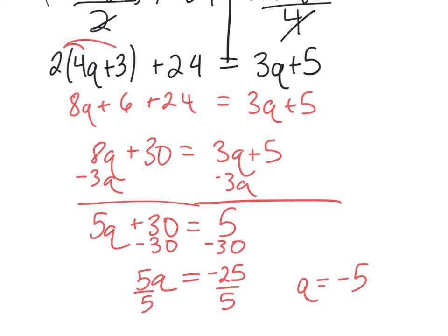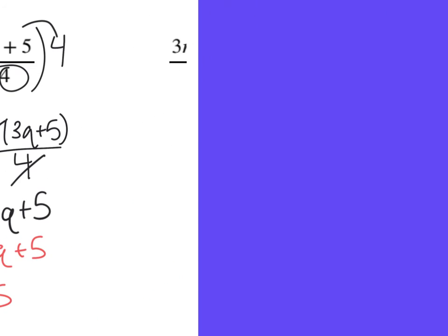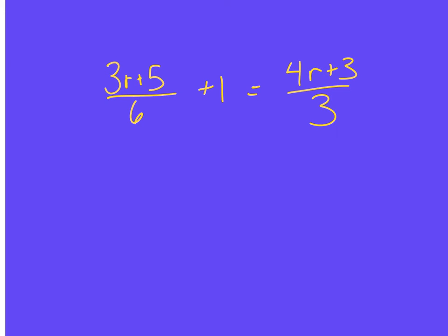Okay. Our next question, and for some reason it got cut off, so we'll just go ahead and move over here and write it. So we had (3r plus 5) over 6 plus 1 equals (4r plus 3) over 3. Our denominators here are 6 and 3. What can they both go into? 6, right? 6 goes into 6 and 3 goes into 6. So we can multiply by 6 on both sides.